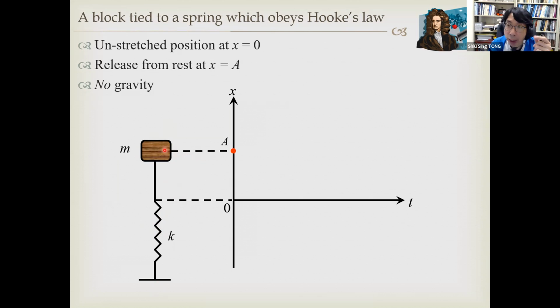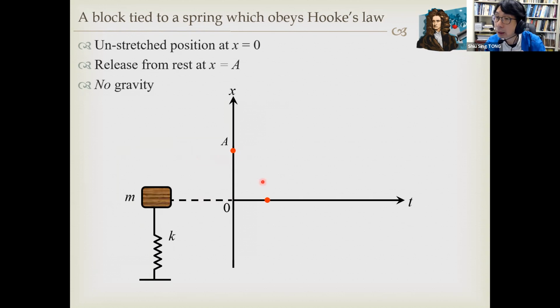So initially, we stretch the spring such that the block is at a distance A from the equilibrium position. Now we imagine that x equal to 0 is the equilibrium position, that is the unstretched position of the spring. Now we stretch the spring by a displacement A, and we release the block from rest. So what will happen according to our intuition? The spring will exert a force on the block, right? It will push the block backwards. So the block will accelerate in the backward direction, that is the negative x direction.